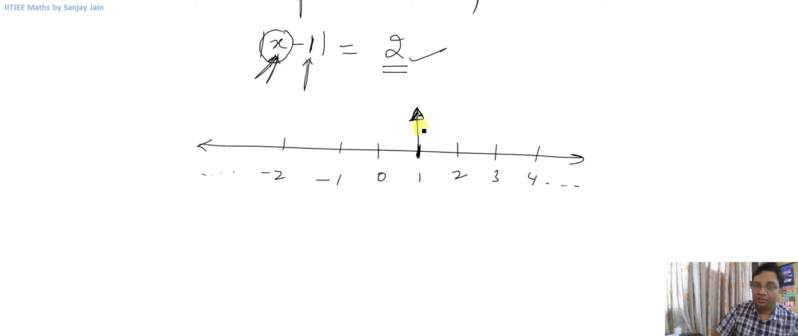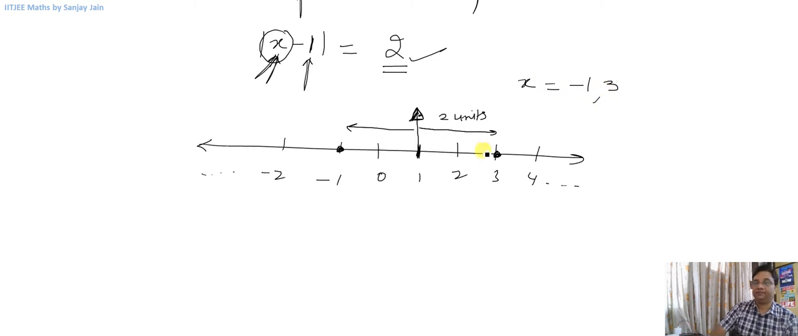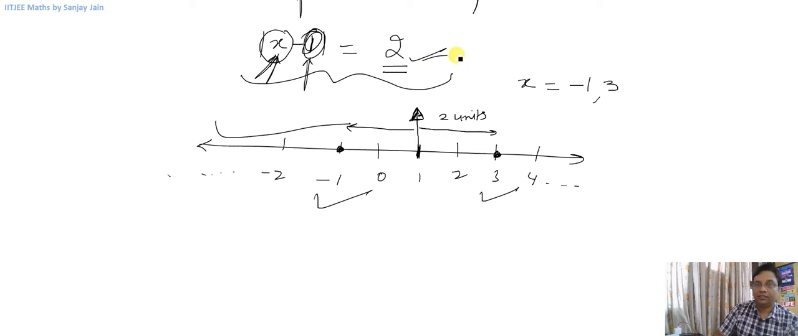2 units. So if I go towards the right, up to a distance of 2 units, I will reach this number 3. And if I go towards the left 2 units, I'll reach this number. So x can be -1 or 3, because -1 and 3 are two such numbers which are at 2 units distance from this number 1 here. So the solution to this equation is x equals -1, 3.